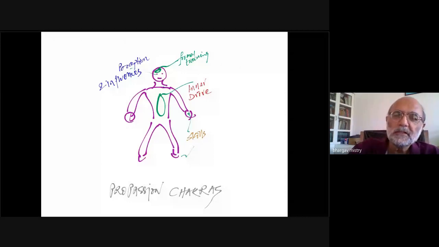Now, perception, influences, and formal training are the external factors. The inner factors are the inner drive and the skills. All these things combined together form a certain kind of chemistry, and they make you what you are today. So this is the primary premise with which I will further dwell into this subject.